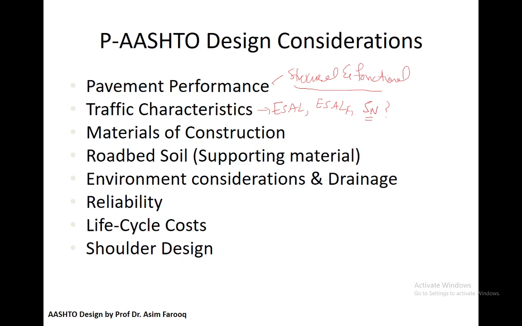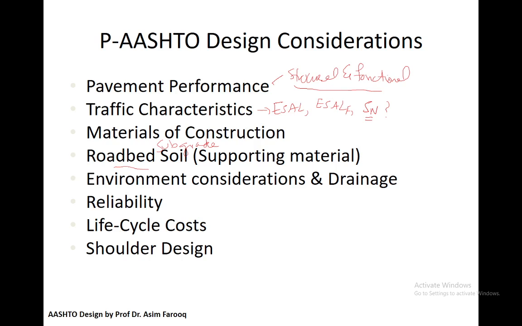Similarly, we have the material of construction, like what type of material is actually needed in the top layer as well as in the lower layer. We have the roadbed soil condition, which refers to the subgrade material, whose performance or parameters we nominate with the CBR value, resistance value, and resilient modulus.